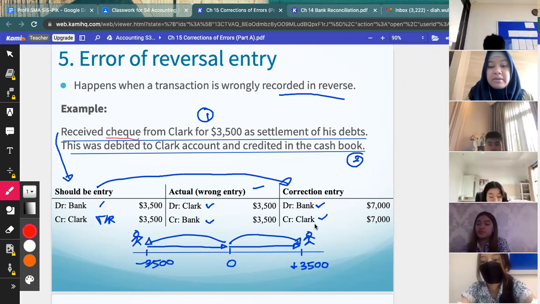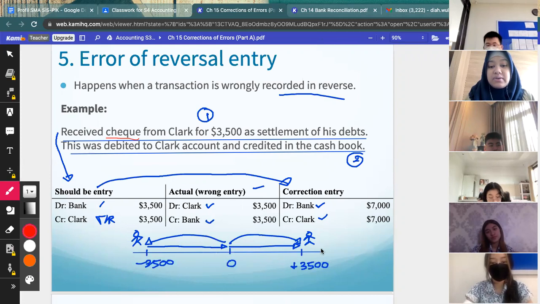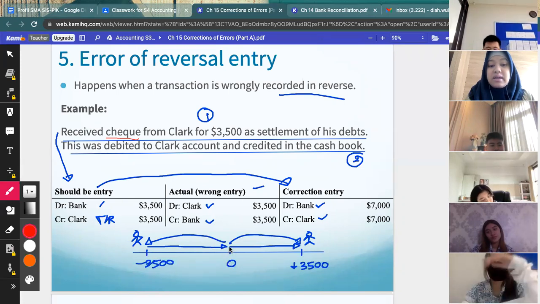Okay, continue, yeah? So 3,500 is not the right amount to be entered in the correction entry. Why? The answer is shown by this illustration. Now I'm going to put a timeline over here, and this is 0. Imagine that you are adding to the bank by 3,500.